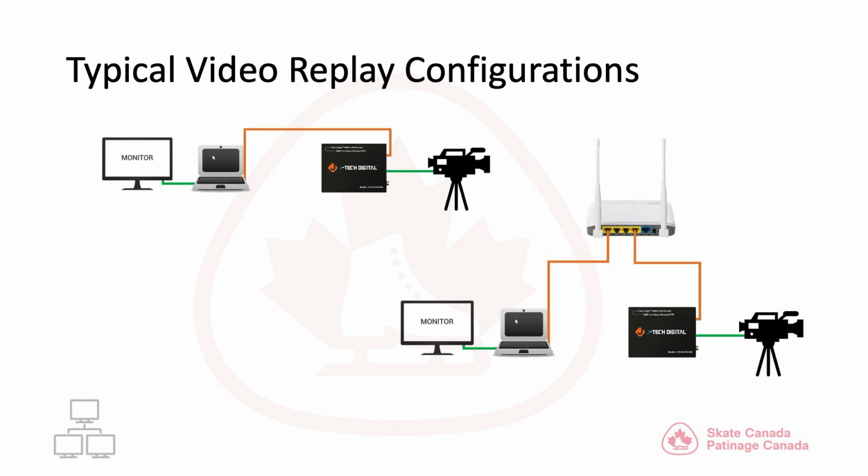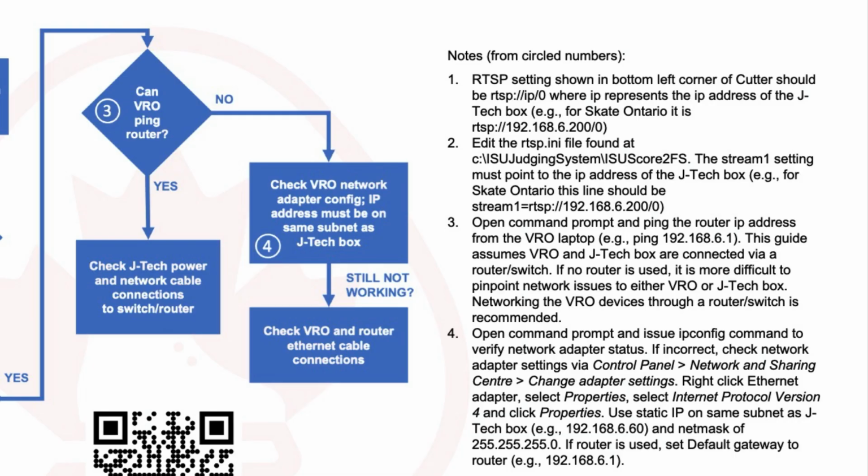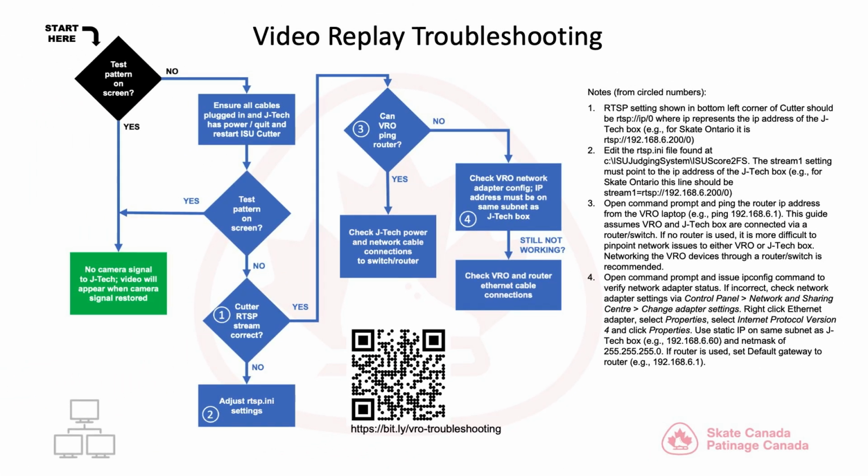That will then provide a means for checking the network connectivity of the VRO by testing whether the VRO can ping the router. If the VRO can ping the router, then the issue is likely related to the JTEC box. So check again to ensure that it's got power and that the Ethernet cables are fully plugged in. As a last resort, I would swap out the Ethernet cable to the JTEC device. Now going back up to our blue diamond. If the VRO is unable to ping the router, then we would check the network adapter configuration using the instructions shown in Note 4.